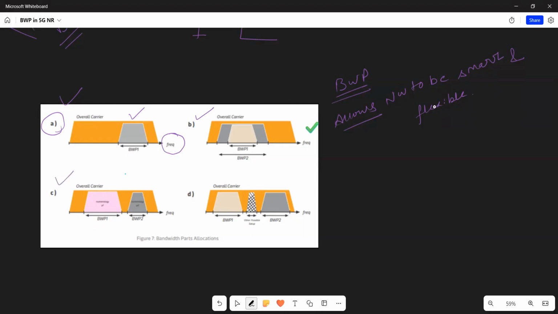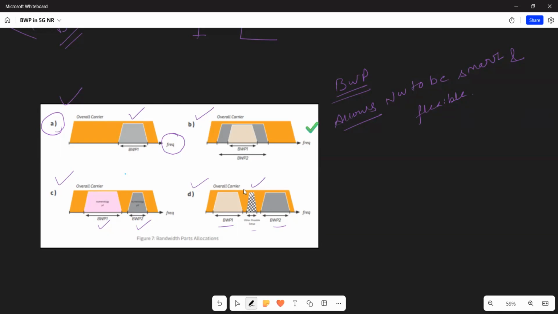Now come to the C diagram, in which we have BWP1 and BWP2. These are non-contiguous in the frequency domain, if you see. And the D point is where you have BWP1, BWP2, and some other possible setup. So you can have other BWPs also here, right? As I told you, you can have four BWPs in UL and DL, so accordingly you can segregate. And these BWPs are different from the initial BWP, which is used for the initial synchronization purpose. So I hope this pizza concept would be relatable to your BWP.